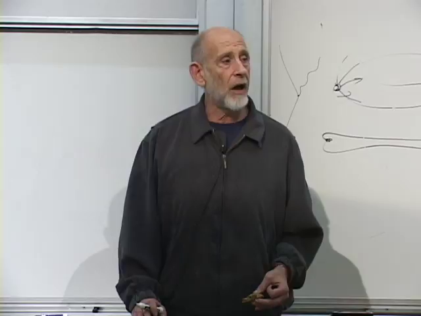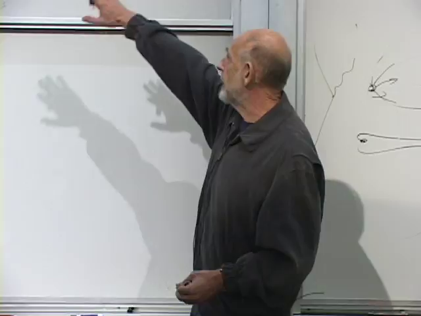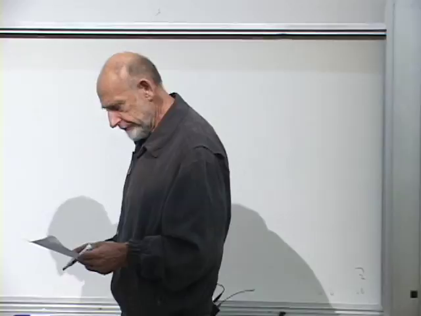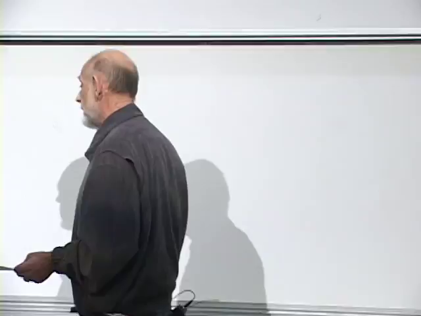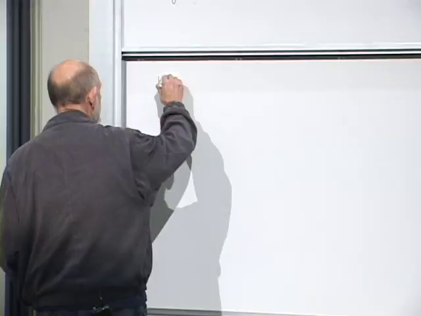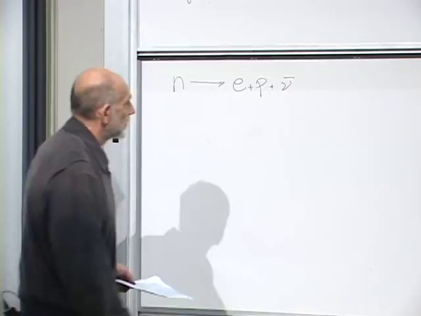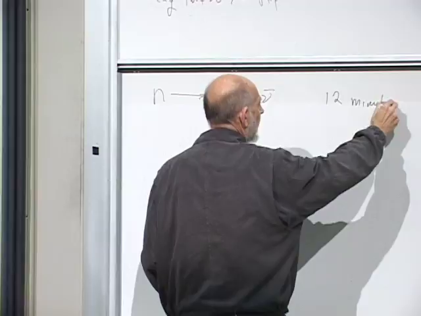where the time scale, in other words, the half-life for these decays, is far longer than any scale that can be accounted for by numbers like this. So, here are some examples. The lifetime of the neutron. The neutron is a hadron, and it decays. Neutron goes to electron, proton, plus antineutrino. And the lifetime for that is about 12 minutes. That's absurdly long on particle physics scales.